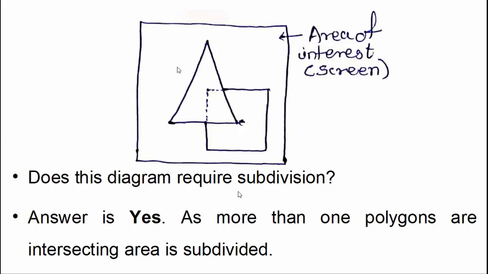Suppose there is one rectangle at the top left corner and at the bottom right corner we have one square. In that case, will the subdivision be required? No, because both items are contained in the area of interest, but they are disjoint. So in that case, we can directly display those polygons. But as here the polygons are intersecting each other, we need to subdivide the area. Now we will see how the subdivision is performed.